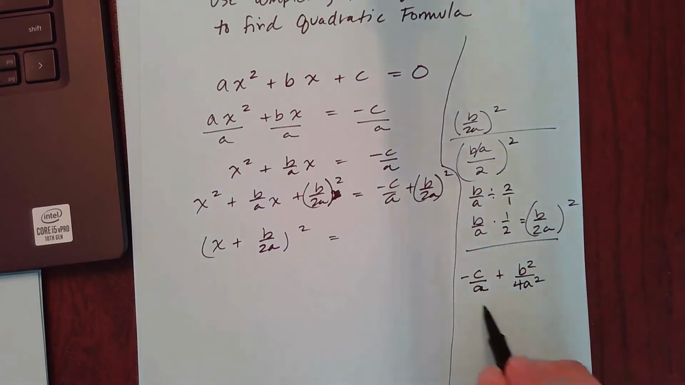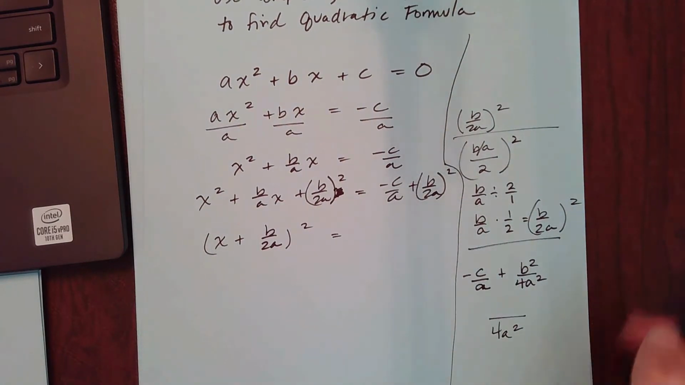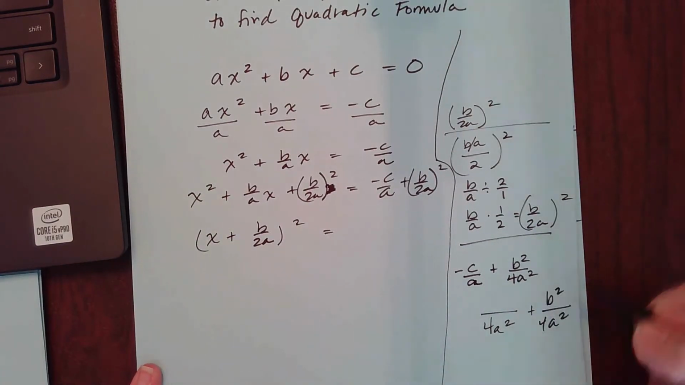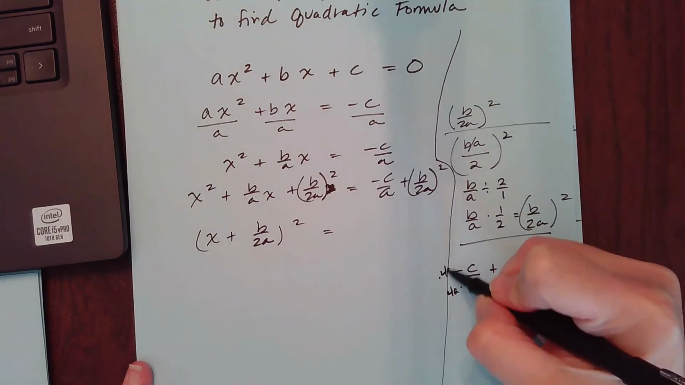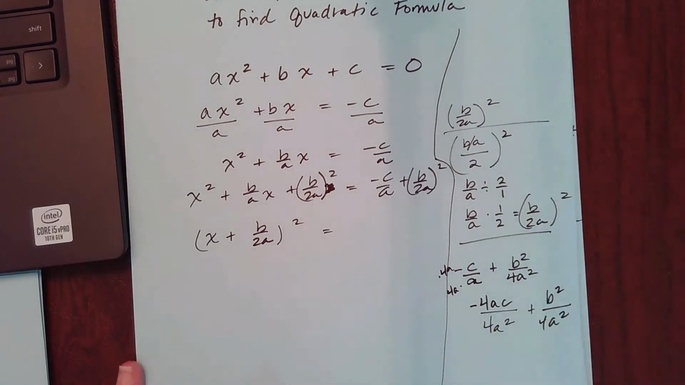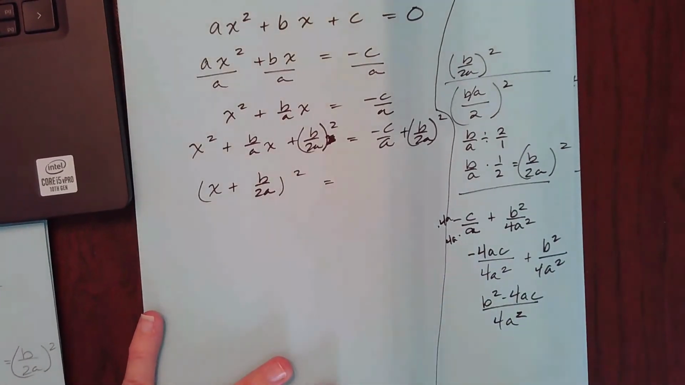All right, let's combine some like terms. Let's add those two fractions together. A common denominator between those two would be 4a squared. So I'm going to scale up this fraction and multiply by 4a. So I get negative 4ac on top, and then the b squared. Now if I add my two numerators together, I get b squared minus 4ac. You might see where this is going, right? This is that part of the quadratic formula.